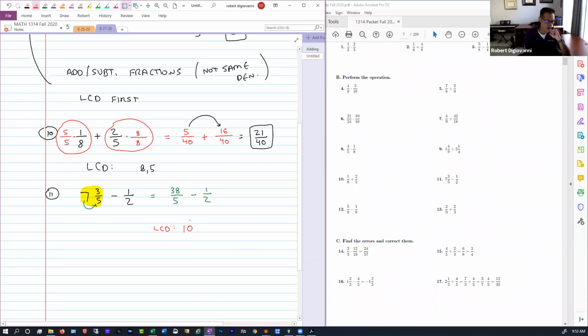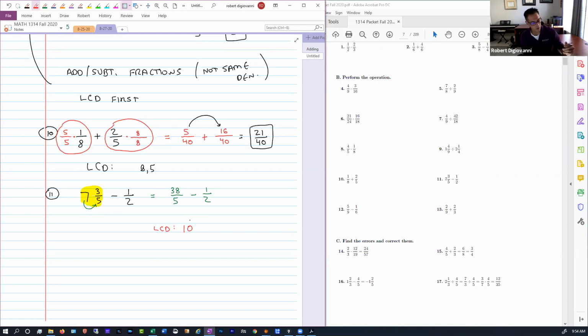Now, have you all noticed that the LCD in the problems we've done seems to always be the two numbers multiplied together, like the two denominators? That's not always the case. Okay, so we've got to be a little careful with that. The LCD is not always just those two numbers multiplied. I'll give you an example after this, all right? But in this case it is.